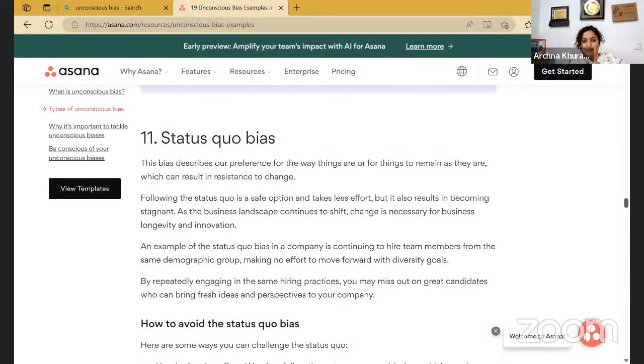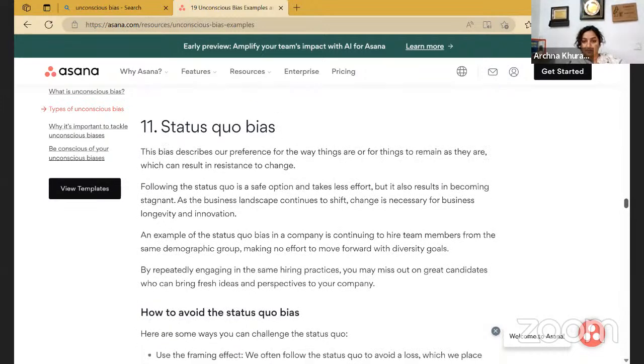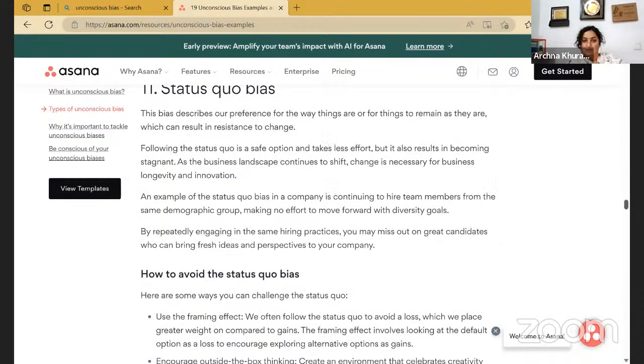Then status quo. मुझे भी याद नहीं है क्या है exactly. I'm just reading it. Sorry for that. Status quo.